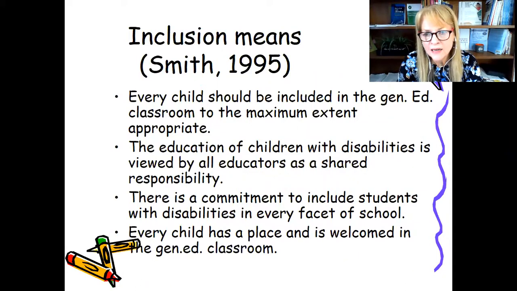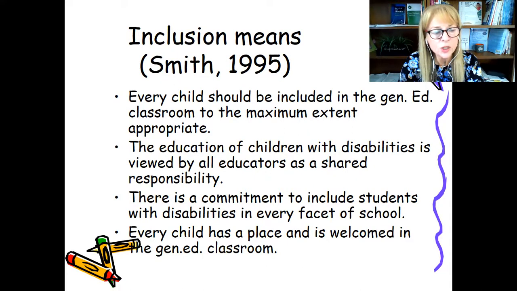In the 1990s and later, a new definition arose for inclusion. The definition exemplified that special ed is a service, not a place. It was defined as every child remaining in their neighborhood school in their age-appropriate classroom to the maximum extent possible. This is LRE, least restrictive environment.